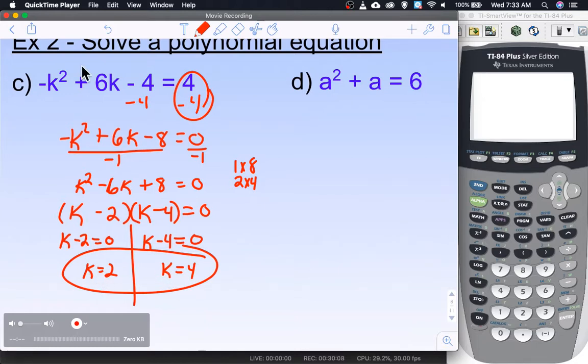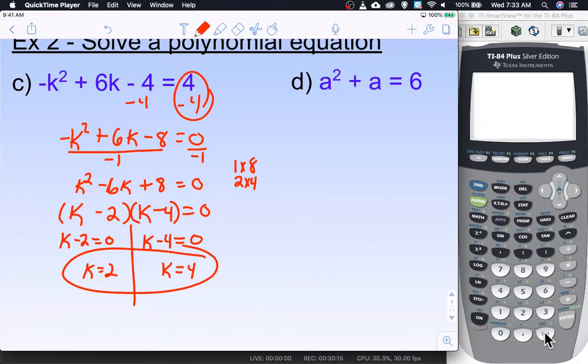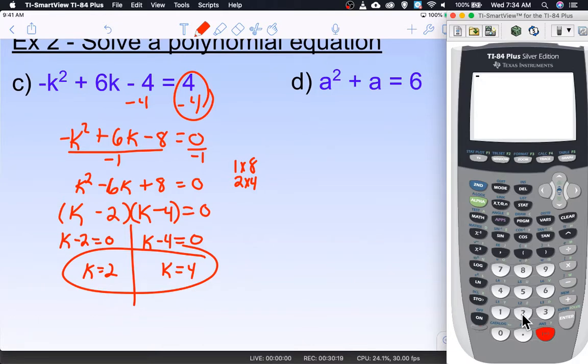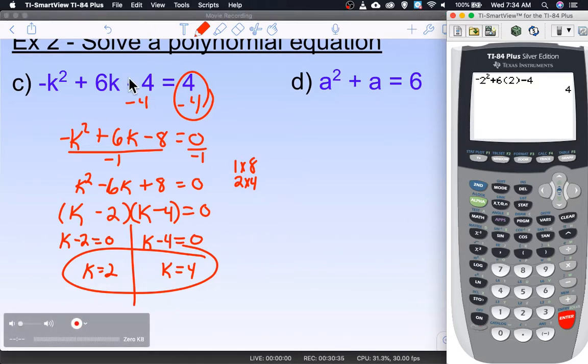If I plugged 2 in up here, it would make this stuff equal 4. I'll do just the 1. I'm going to plug in 2. So watch this. Negative 2 squared. You've got to watch out for this junk on a calculator. Sometimes it doesn't do it right, but we'll keep going. 6 times 2 minus 4. I think this should all be good. Equals 4. It worked. I could type this whole thing in, plugging in the appropriate value for k, and it gave me the right answer.